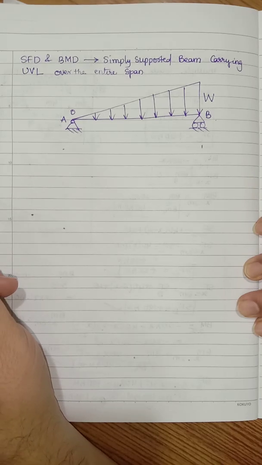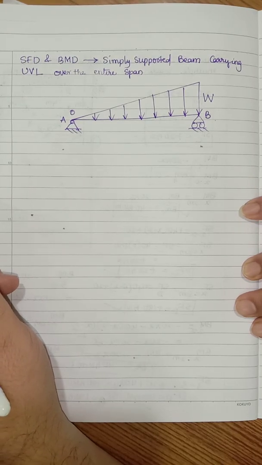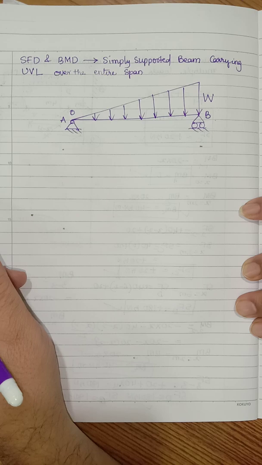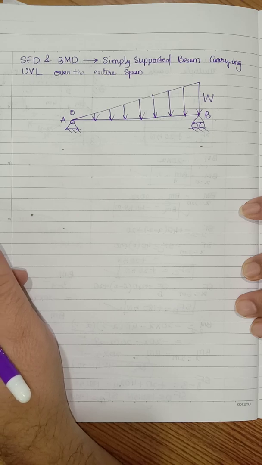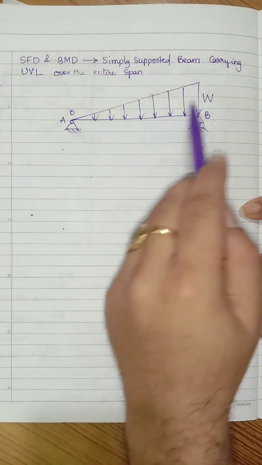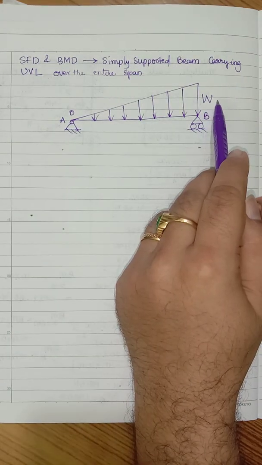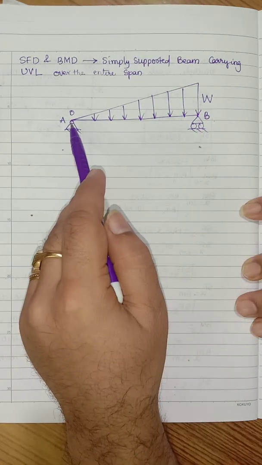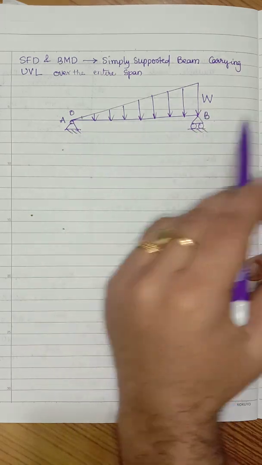Hello students, in this video I am going to explain how to draw the shear force and bending moment diagram for a simply supported beam which is carrying a uniformly varying load of intensity W Newton per meter, varying from 0 till W over the entire span L.